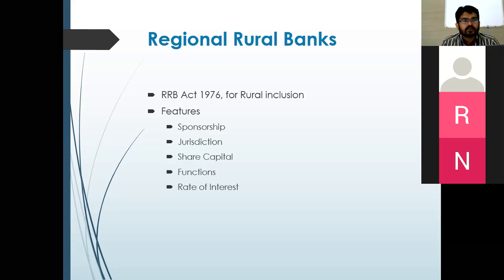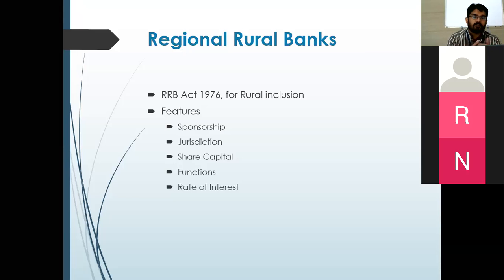Providing banking services to the rural areas, or in other words, including the rural areas into the entire financial sector, because they were left out. This was the suggestion by the Narasimhan committee, that the rural areas were totally left out from the reach of the banks, and that is the reason why RRBs were formulated, to include the rural areas into the entire banking system.